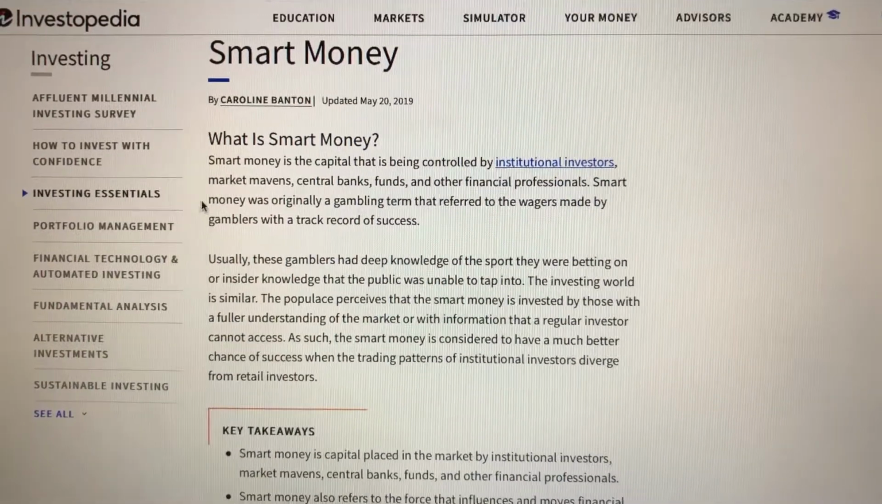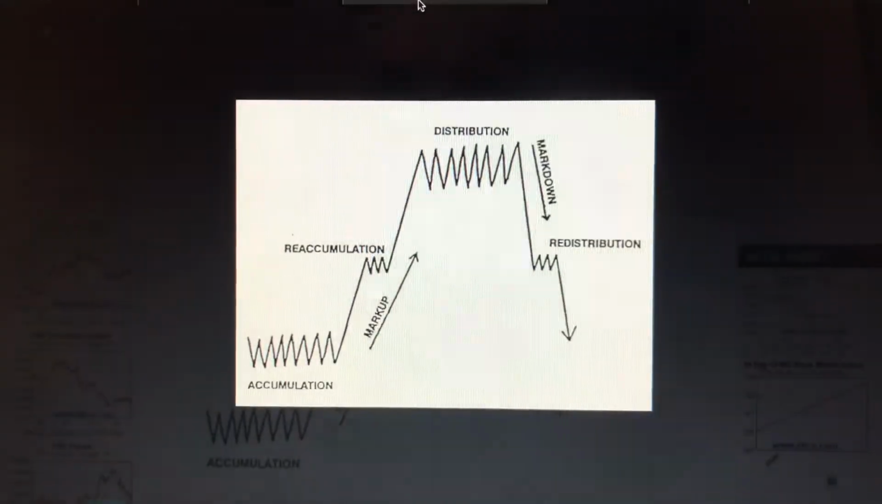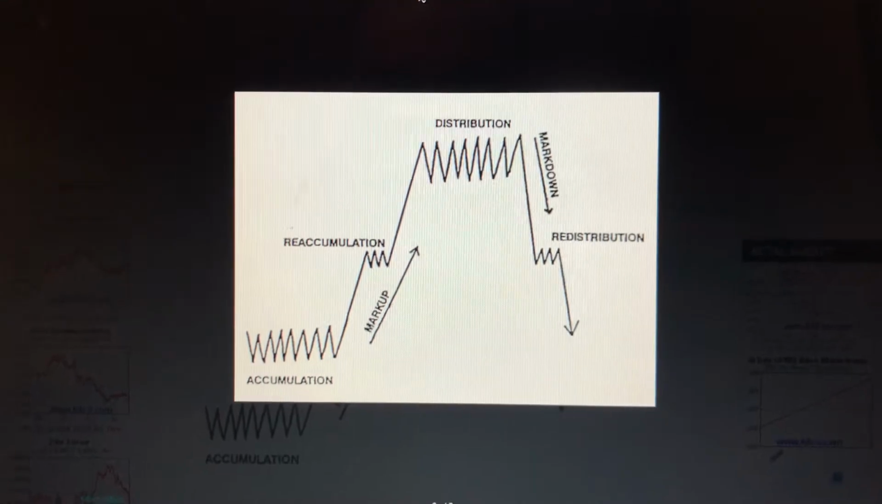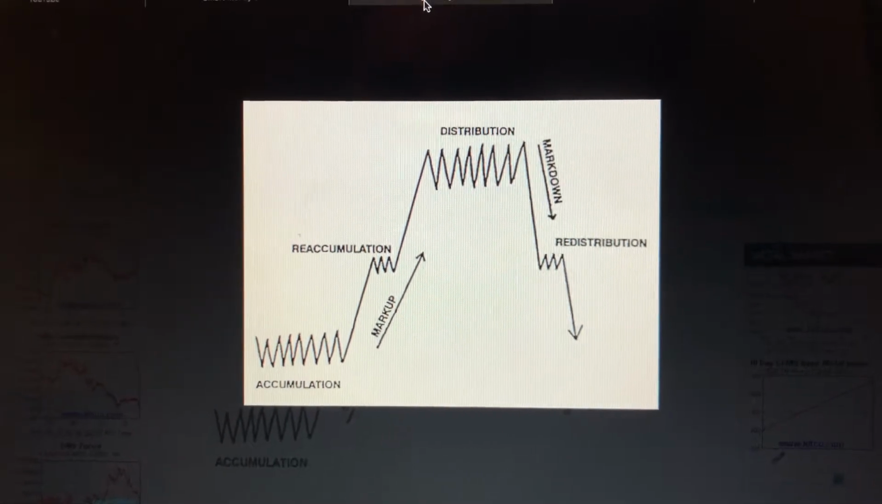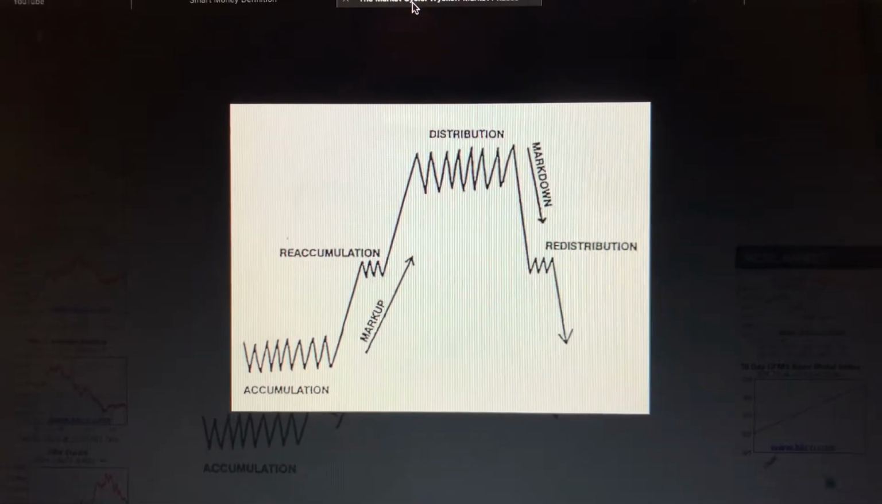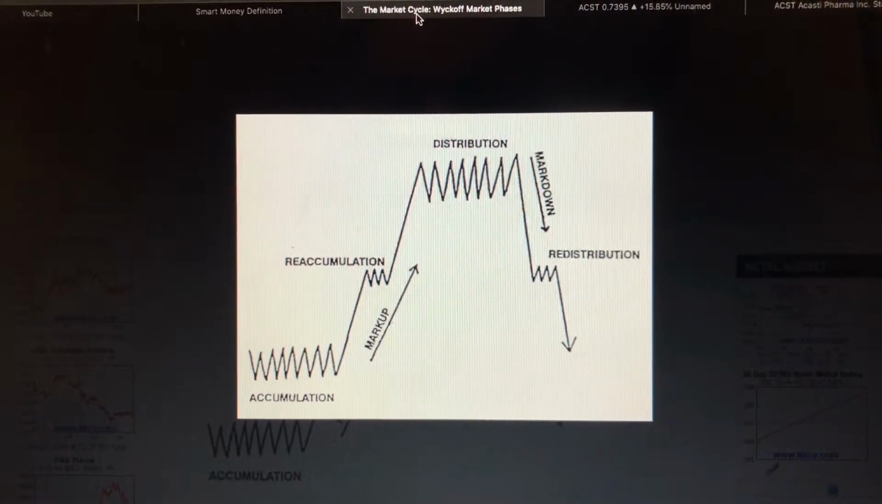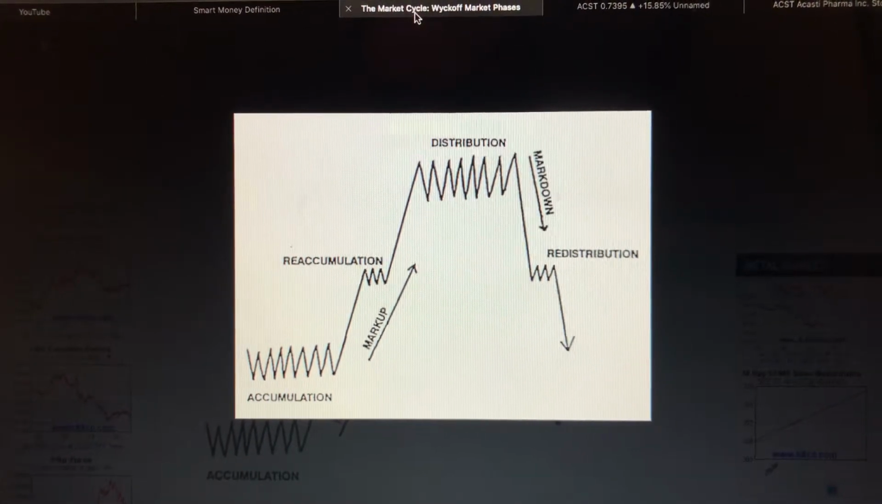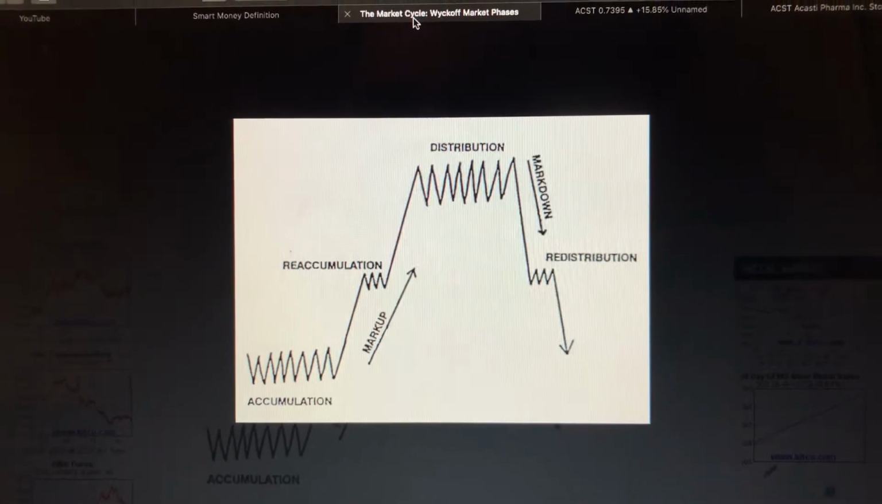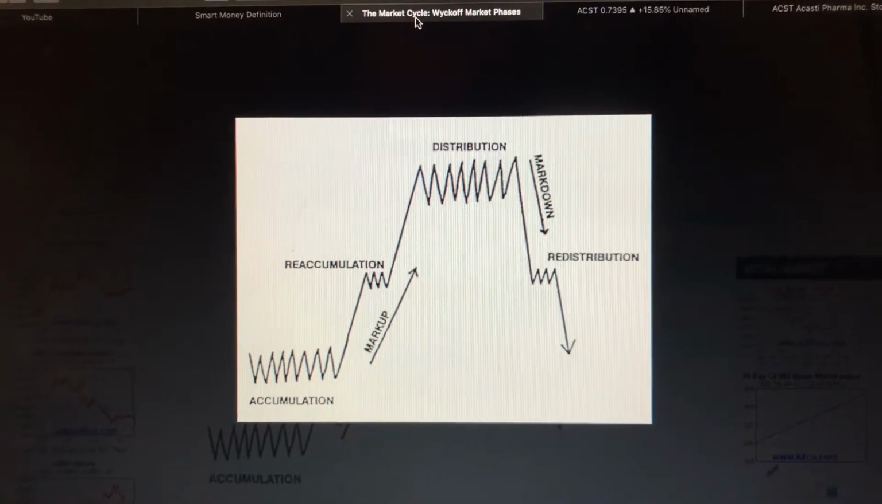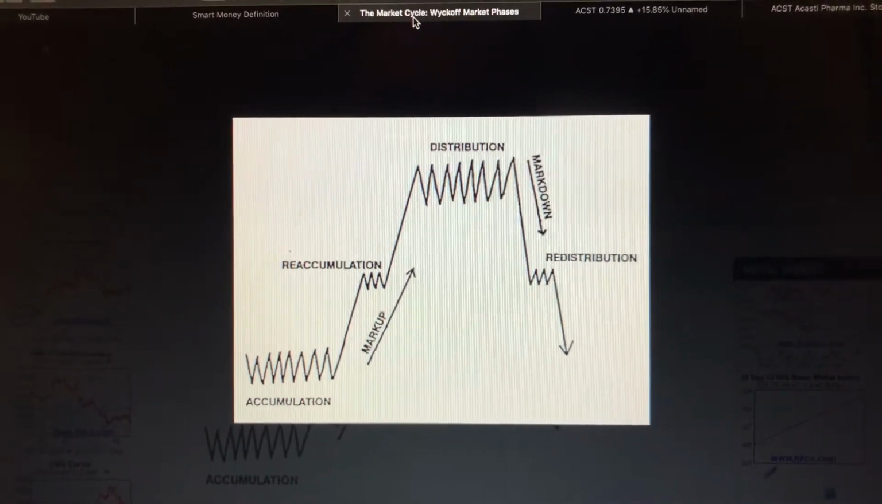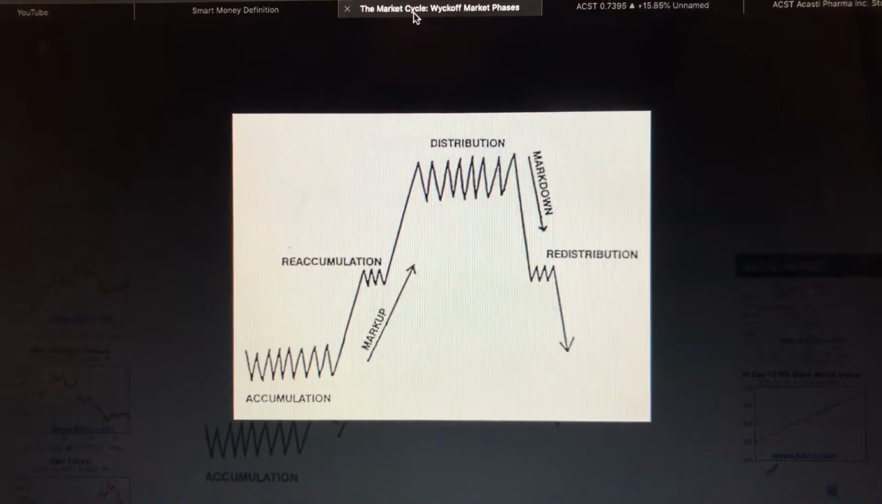So the market cycle, really, there's four stages. We have an accumulation phase. This is the phase where you see on the far left of your screen, where price action tends to range between an established support and an established resistance. This is where the smart money is accumulating the shares.